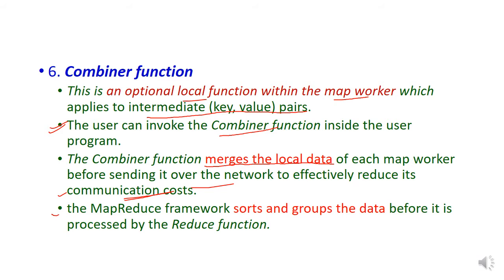Okay, and the MapReduce framework sorts and groups the intermediate key value pair data before it is processed by the reduce function. So before the reduce function, the MapReduce framework will sort and group the intermediate key value data, and this will be given as the input of the reduce function.